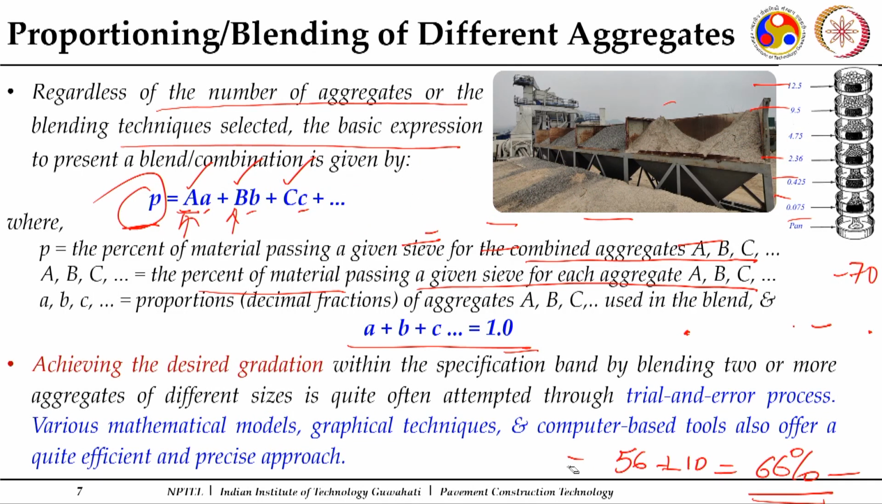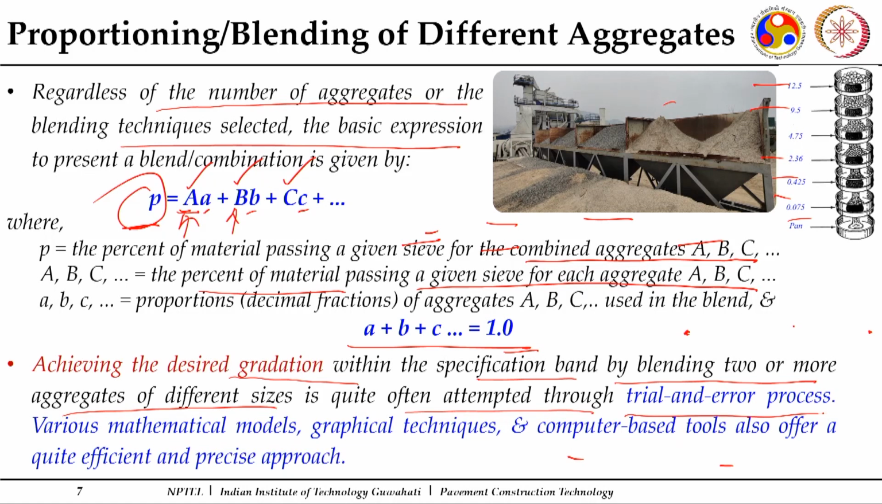This is an important part of your mix design exercise: you always want to see in what manner you can combine or proportion the materials to achieve your target gradation. Achieving the desired gradation within the specification band by blending 2 or more aggregates of different sizes is quite often attempted through trial and error.